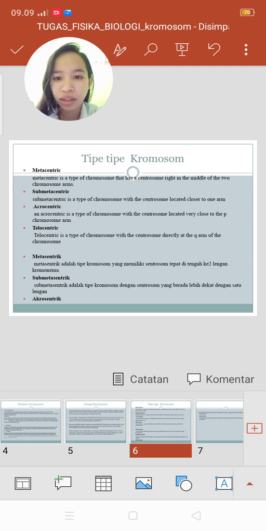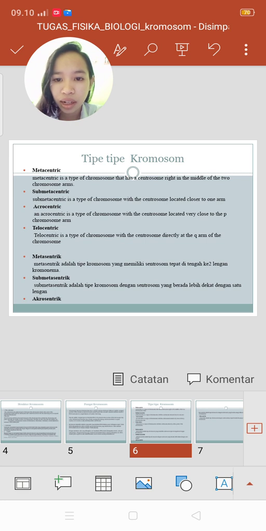Chromosome types. 1. Metacentric. Metacentric is the type of chromosome that has a centromere right in the middle of the two chromosome arms. 2. Submetacentric. Submetacentric is a type of chromosome with the centromere located closer to one arm.